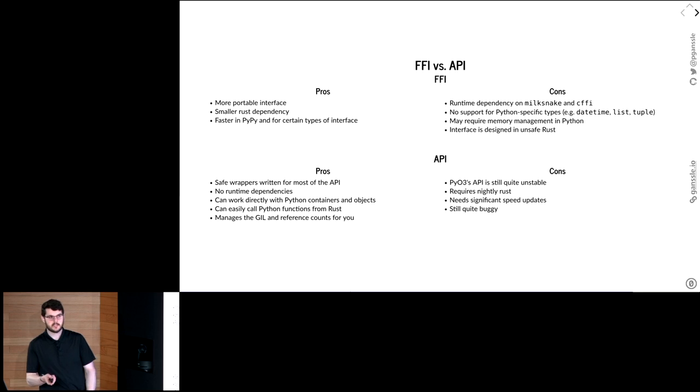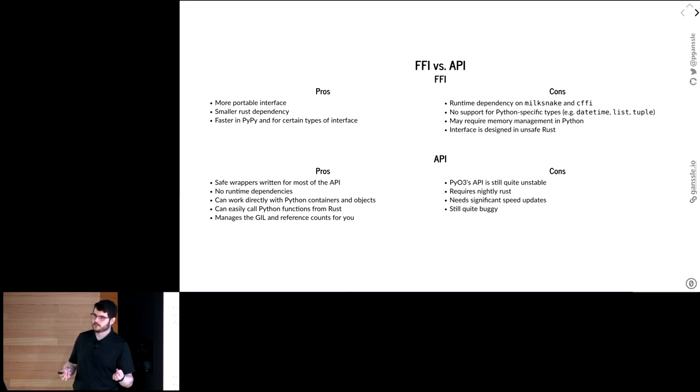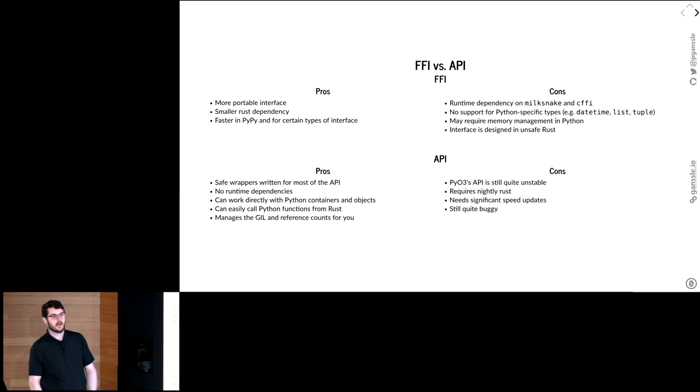There's no support for Python-specific types. So for me, if I wanted to use datetimes, I have to write all this stuff that creates a datetime in Python out of some C memory. So if you're just returning lists of integers and stuff, not a big deal. As you saw, I had to do the memory management in Python. And I also had to write a lot of unsafe Rust directly in my functions, which I didn't really have to do in PyO3.